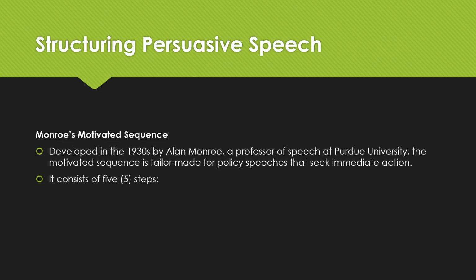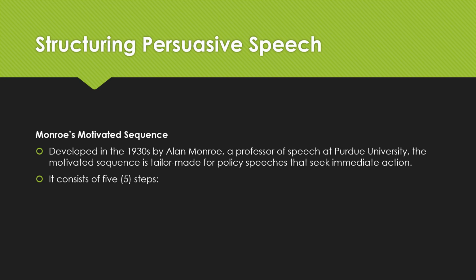Now, before we move on to the samples of writing the so-called persuasive speech, I would like to introduce you to this new subtopic, which is Monroe's motivated sequence. Now, it is compulsory. I repeat, it is compulsory for you to use Monroe's motivated sequence in your persuasive speech. Now, what is basically Monroe's motivated sequence? It's a sequence that was developed in the 1930s by Alan Monroe, a professor of speech at Purdue University in the United States. The motivated sequence is tailor-made for policy speeches that seek immediate action.